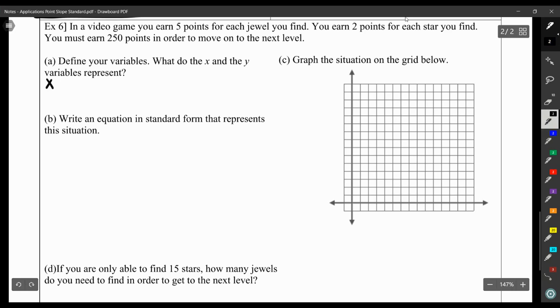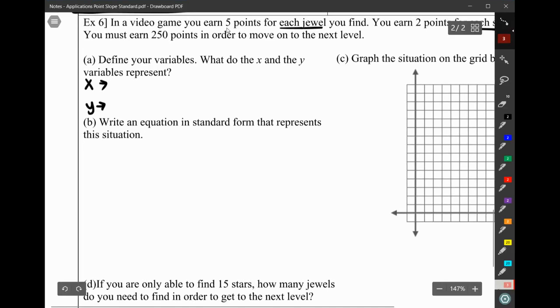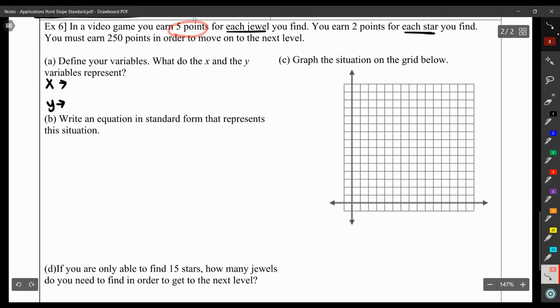And so let's see, x is and y is. So the things we're trying to find are jewels and stars. And again, each jewel and each star. Find those rate words and that will help you find your variables. So what do we know about the jewels? I know that they're 5 points, and I must earn 250 points in order to move on. So the question is, how many jewels am I finding? Because I have the point values, I just don't know how many. So that means x will be the number of jewels. And similarly for the stars, I know their points, but I don't know how many. So y will be the number of stars.